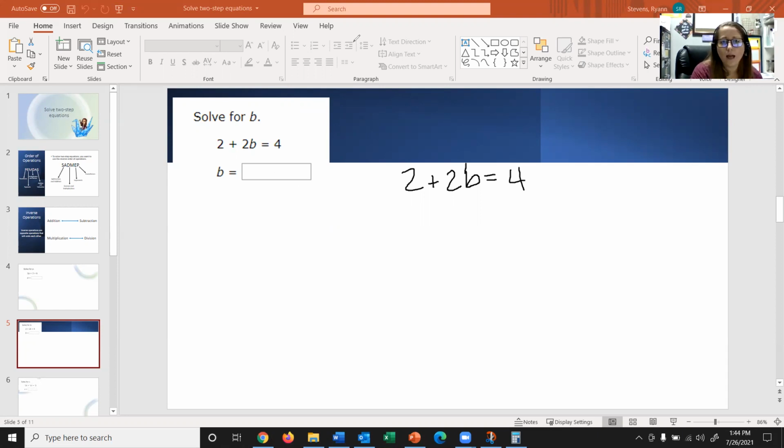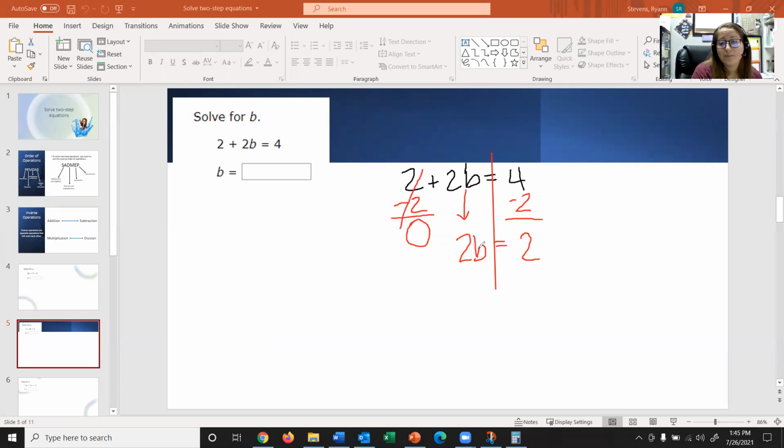So I'm going to draw my line at my equal sign. The first step is to subtract 2 from both sides, because we want to start with the number that is away from the variable. So this 2 is by itself, and we're going to start here. Then we get 2 minus 2, that's going to leave us with 0, cancel out. Then 4 minus 2 is equal to 2. And then we're going to bring this 2b down. Now it looks a little bit better as far as the way it's written.